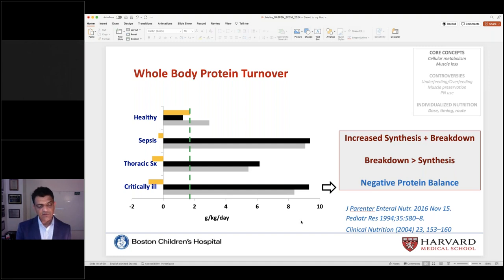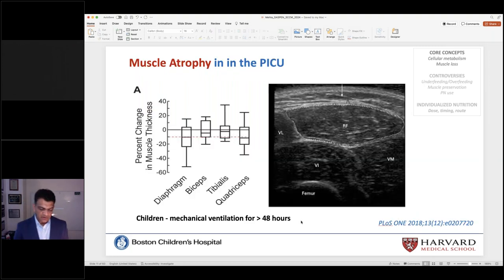This has been elegantly shown in a variety of methodology, whether you use simple observational ultrasound measures or sophisticated isotope technology. However, what's the importance of this? Why is this relevant? And with the last two decades where we've become adept at using bedside ultrasound to measure muscle mass, we have begun to see the impact of this stress response in critical illness on our muscle.